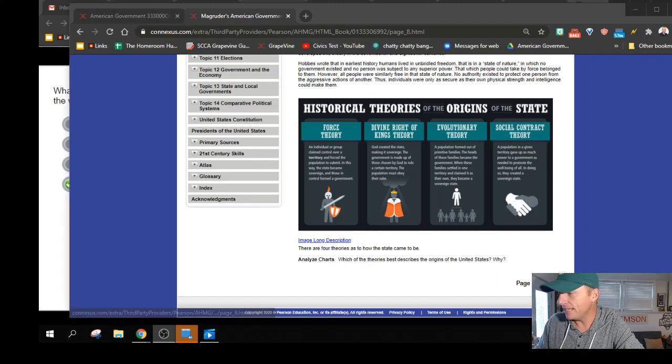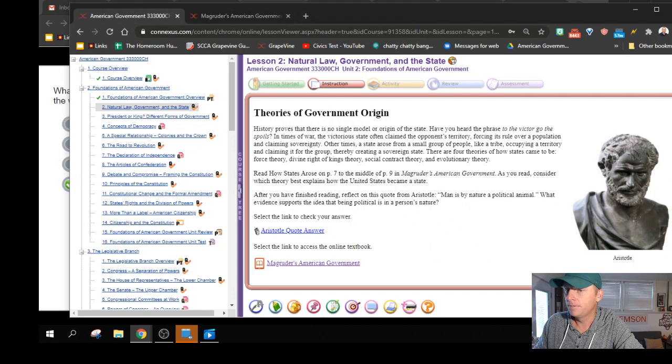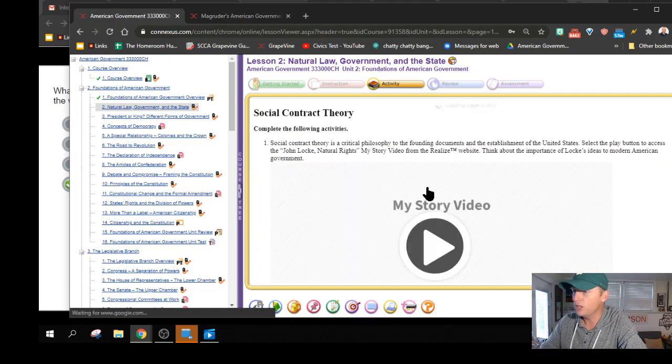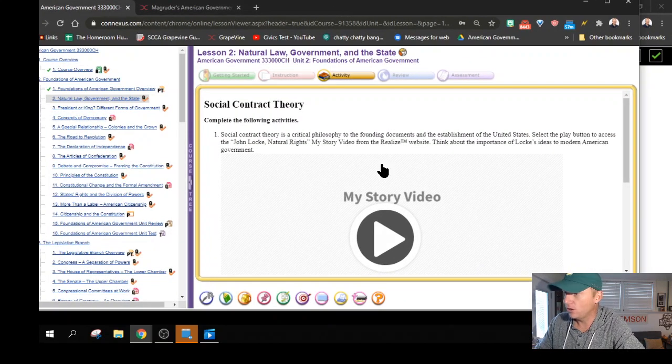Okay, anyway, read that and read halfway through page 9. Good lesson. I'm liking it. All right, so do that, and then you'll go to 4. Boom, social contract theory. Complete the following activities. All right, so you guys are going to do this on your own on your Friday. How many times is that? No, you guys got plenty of time.